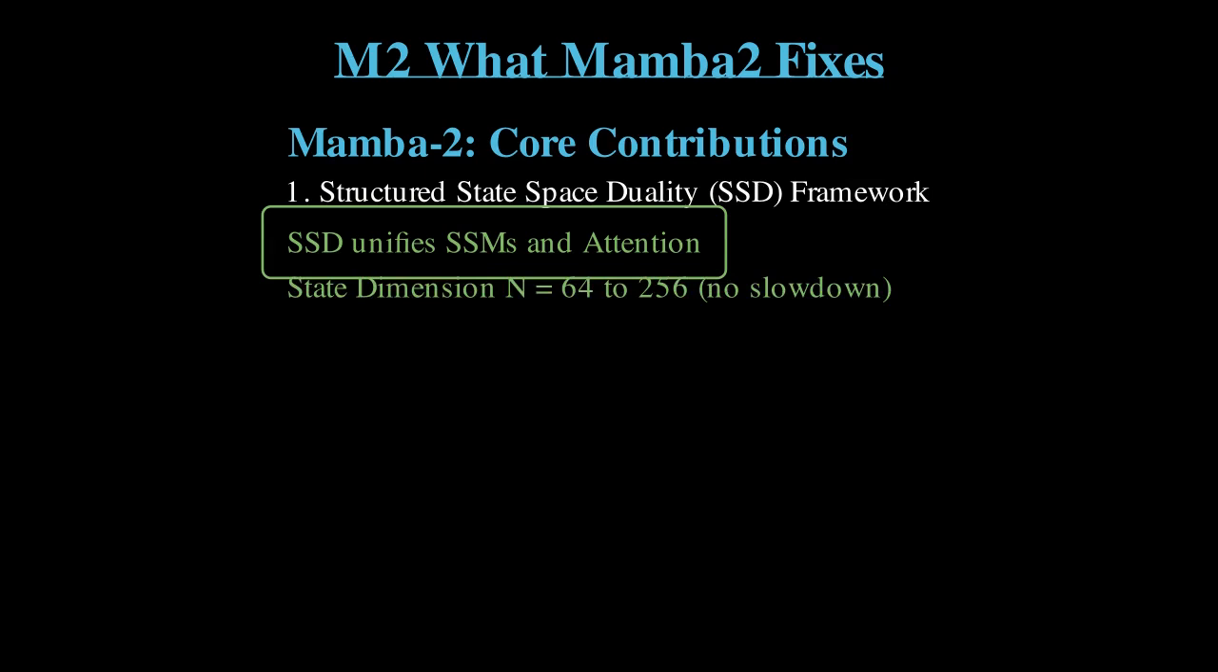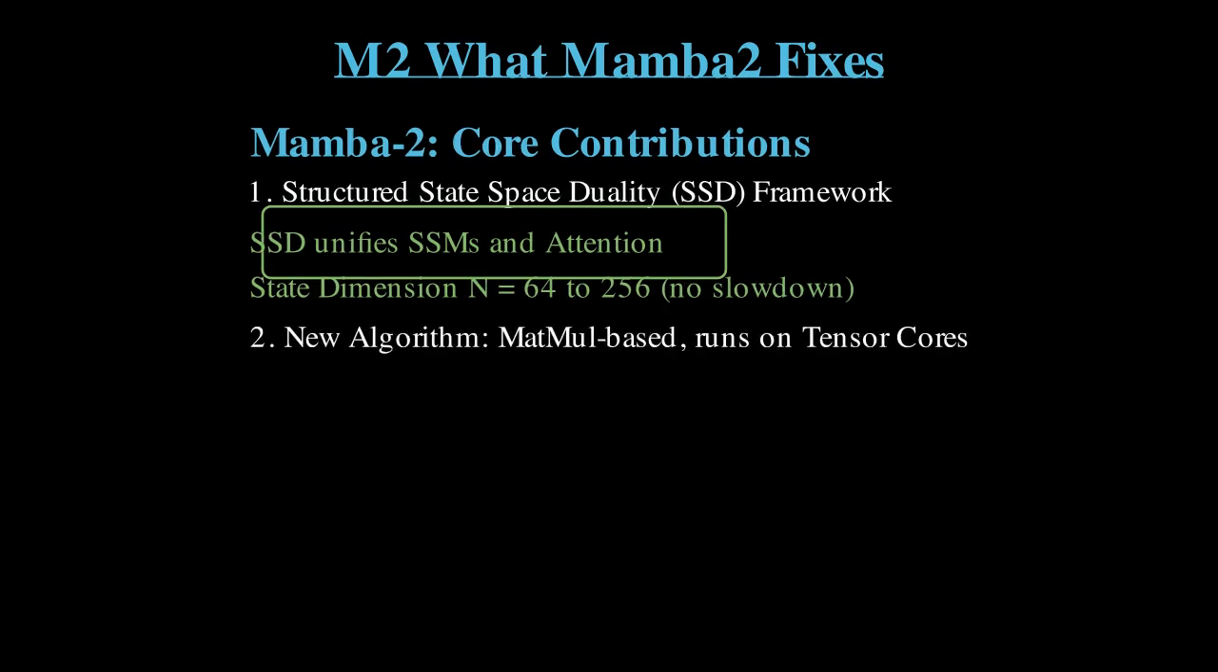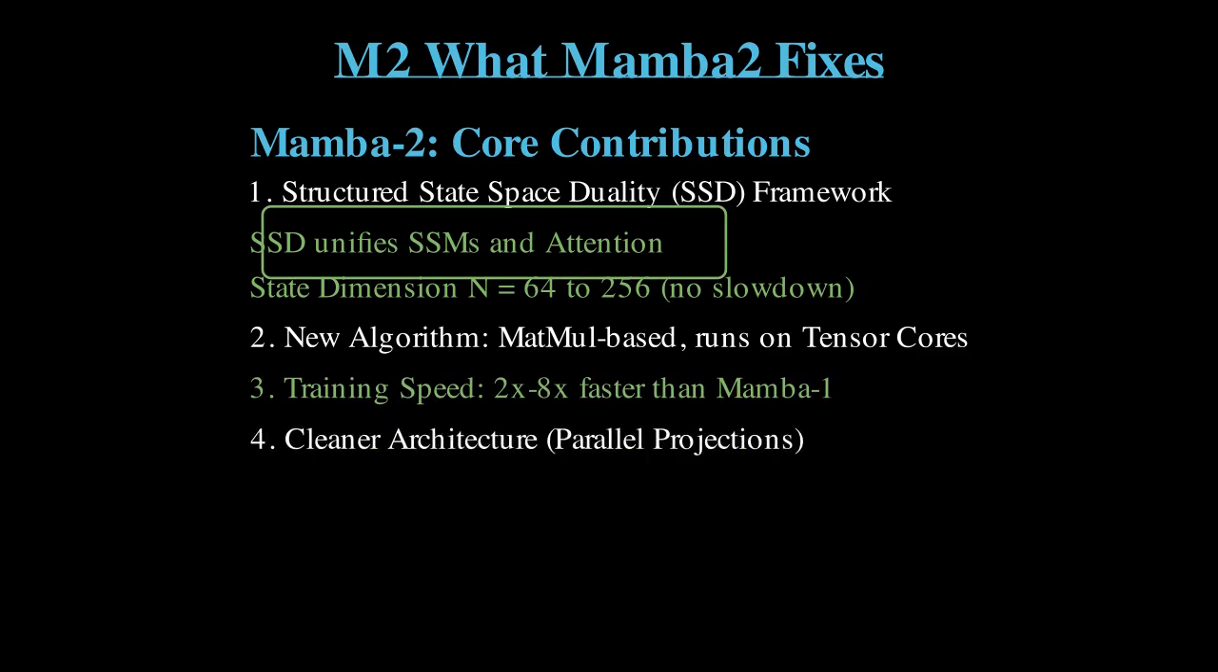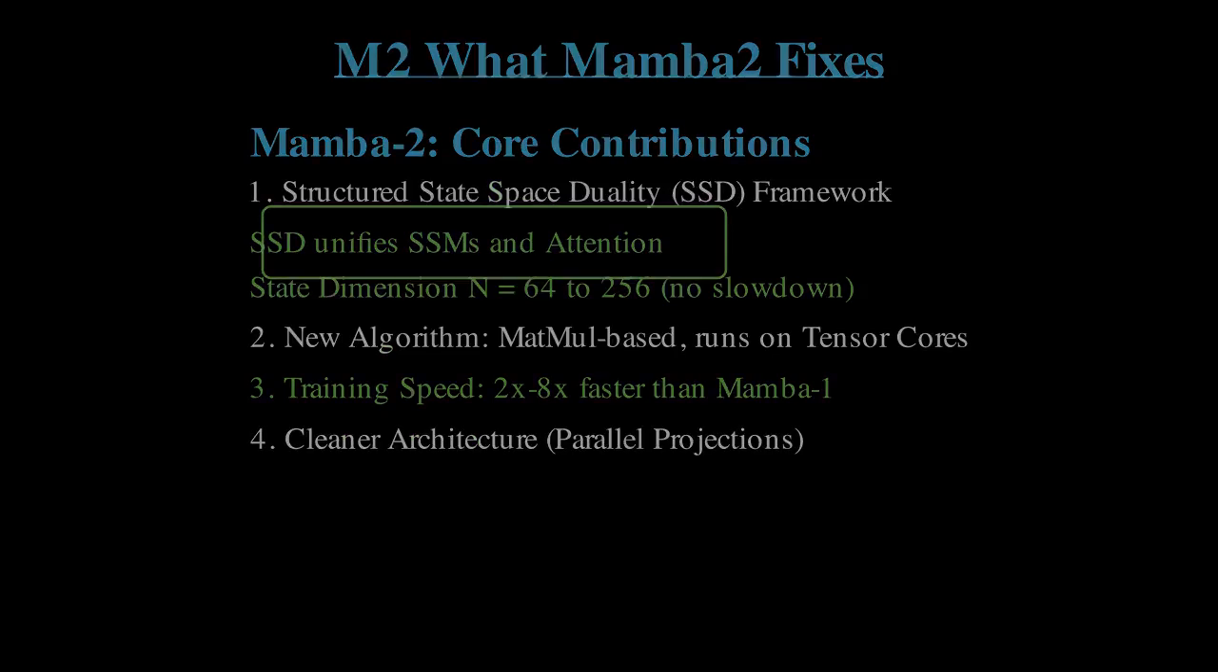This is enabled by the third contribution, a new algorithm based entirely on matrix multiplications. This means it runs efficiently on standard hardware like tensor cores, removing the need for custom CUDA kernels. The practical result is our fourth contribution. Mamba-2 is 2 to 8 times faster to train than Mamba-1. Finally, this all leads to a much cleaner and simpler architecture featuring parallel projections, which we'll explore next.